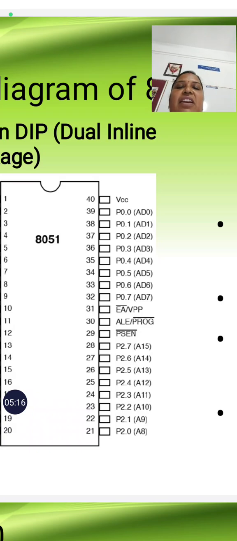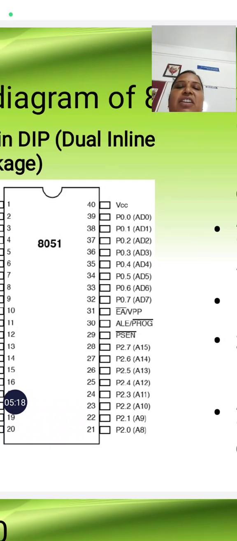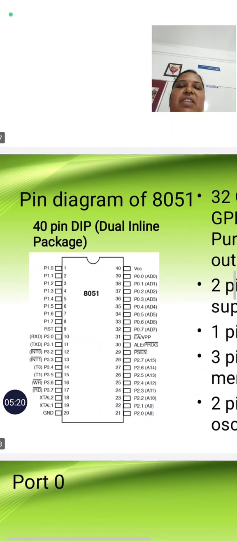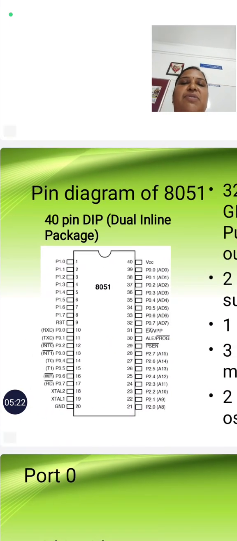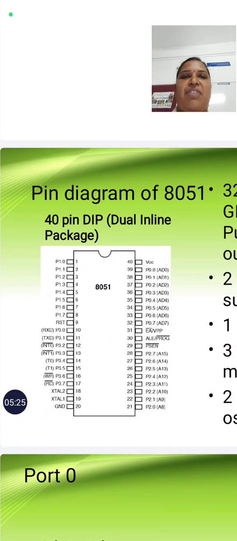So finally the supply is VCC. So it is a 40 pin package. Totally 40 pins are available. That's all about the 8051 pin diagram.